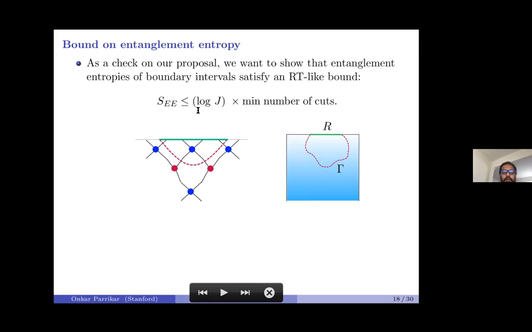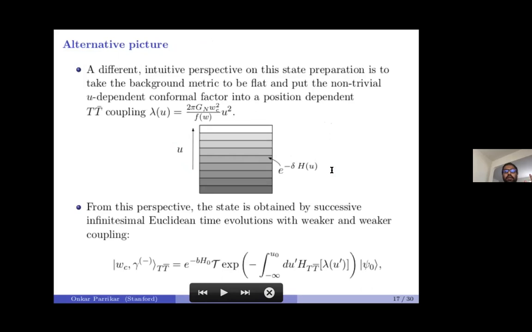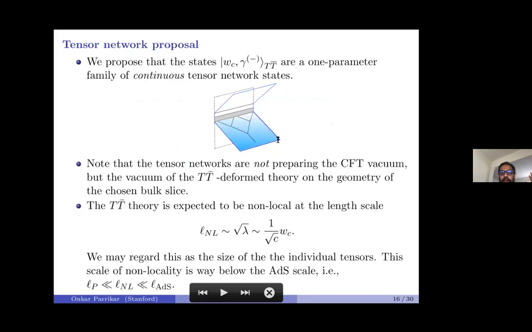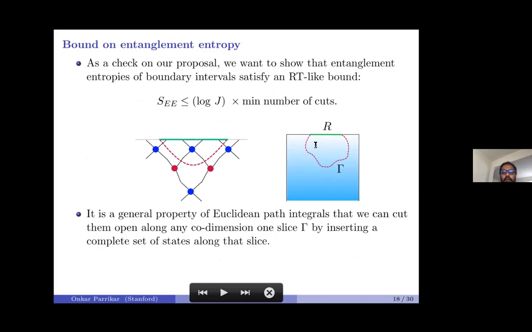Now, what we have in the present case is that we have Euclidean path integrals, right? The tensor network description that we got for this slice, this folded slice, was a Euclidean path integral in the T-Tbar deformed field theory. So what can we do with the Euclidean path integral? Well, for any Euclidean path integral, given some boundary region R at tau equals zero, we can always slice open the path integral by picking any curve gamma that is homologous to R, and slicing open the path integral along gamma by inserting a complete set of states along gamma.